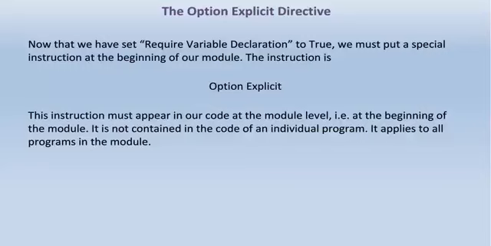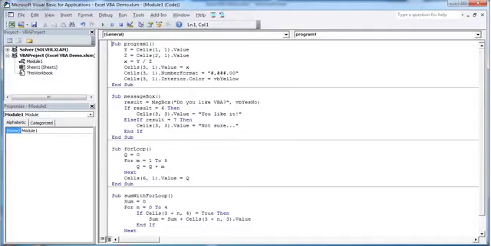The option explicit directive. Now that we have set require variable declaration to true, we must put a special instruction at the beginning of our module. The instruction is option explicit. This instruction must appear in our code at the module level, i.e. at the beginning of the module. It is not contained in the code of an individual program. It applies to all programs in the module.